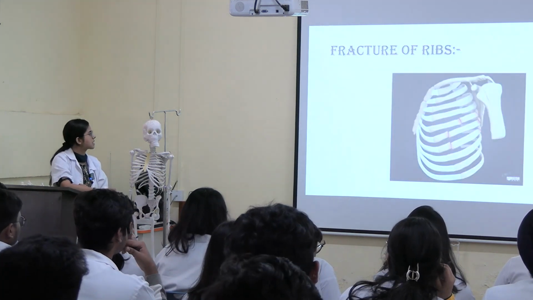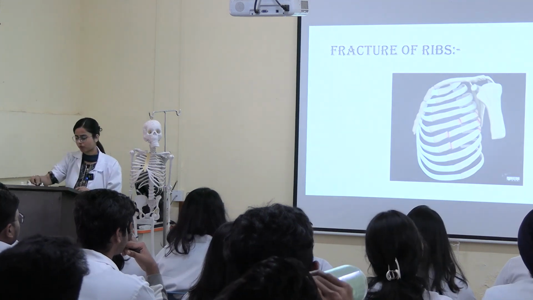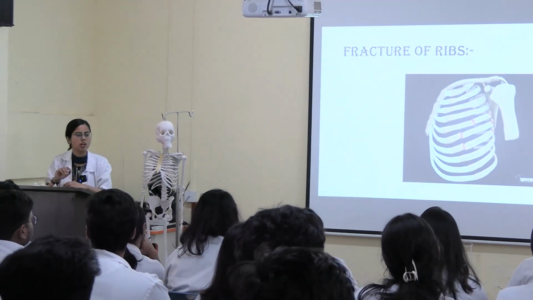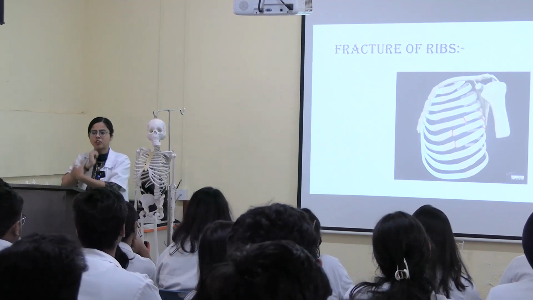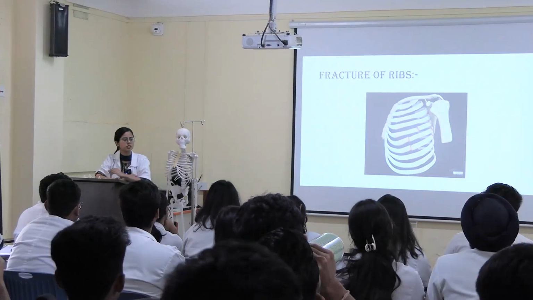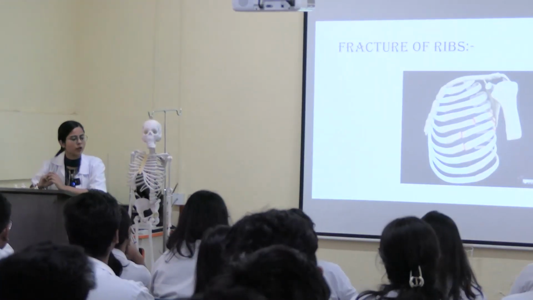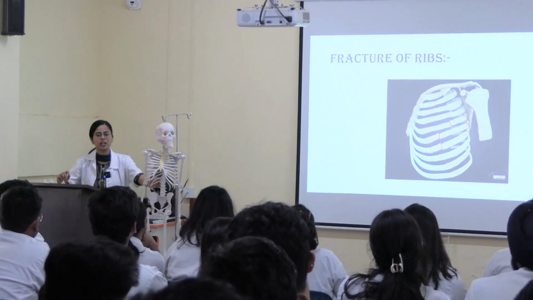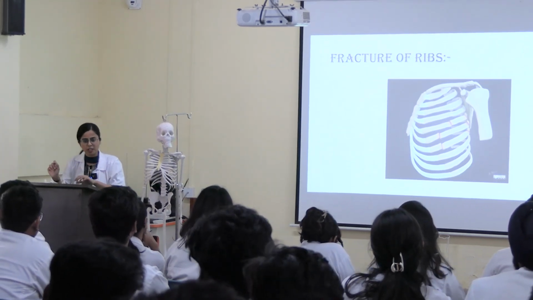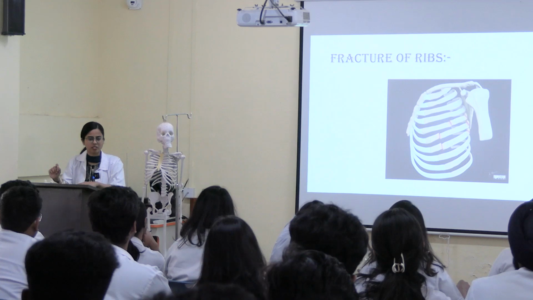Clear? Next is fracture of ribs. Do you think first and second rib will be prone to fracture or not? No. Why? Because they are protected by the clavicle. And 11th and 12th ribs, I have told that they don't have any angle. So the angle of the rib is the most common site of fracture in a rib.